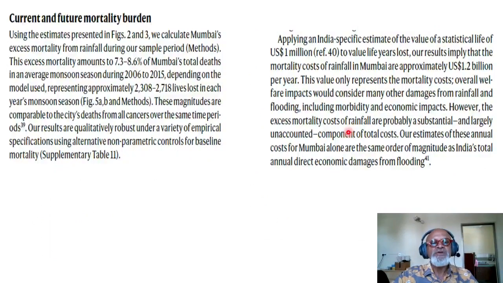at. To read off some of the discussions, using the estimates presented in figures 2 and 3, we calculate Mumbai's excess mortality from rainfall during our sample period. So they're looking at something like 2006 to 2015 for the analysis. Excess mortality of 7.3 to 8.6% of Mumbai's total deaths in an average monsoon season during 2006 to 2015, depending on the model used, representing approximately 2,308 to 2,718 lives lost in each year's monsoon season.